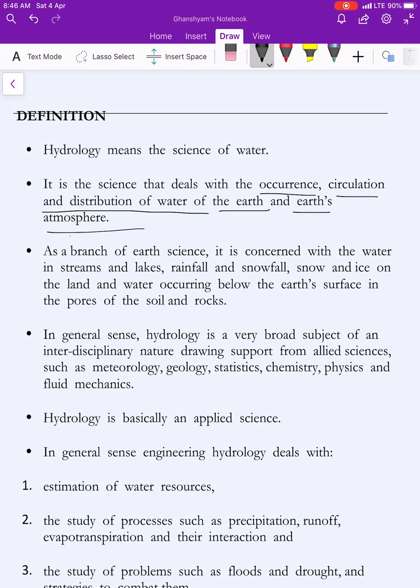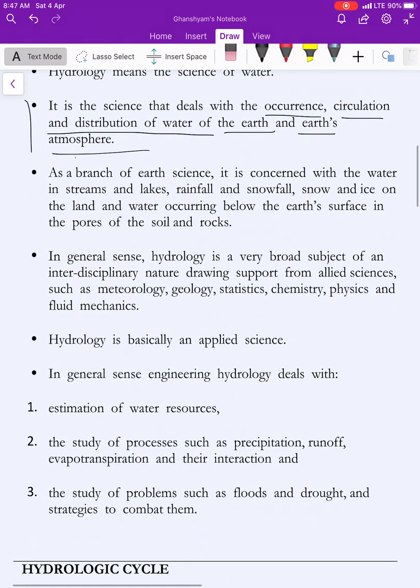First, the water of earth. Water of earth means the water on the surface or beneath the earth surface, and the water in the atmosphere in the form of vapor or clouds. So all the water which is there on the earth and its surface and present in its atmosphere we are going to study about.